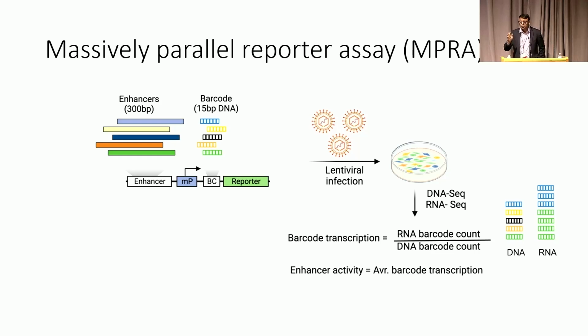the way it works is if an enhancer is highly active, you'll see more counts of that enhancer's barcode at the mRNA level compared to the DNA level. On the other hand, if an enhancer is inactive, you will see less transcription from this enhancer, and you will see fewer RNA barcodes compared to the DNA barcodes. So by using an RNA to DNA barcode count ratio, you can assess the reporter activity of this enhancer.